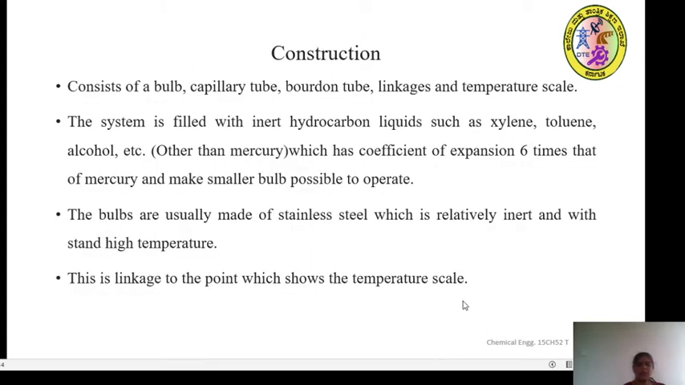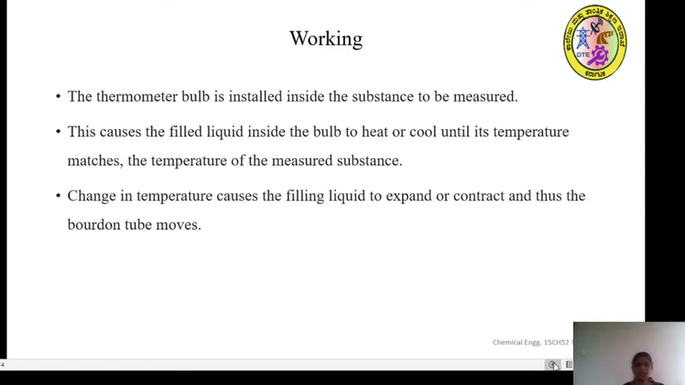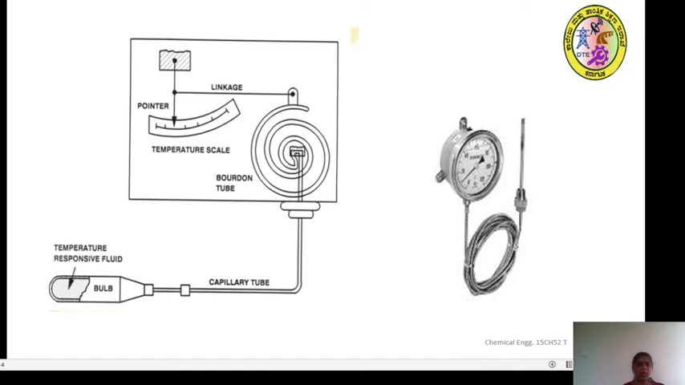Bulbs are usually made of stainless steel, which is relatively inert and can withstand high temperature. So the overall linkage, in the sense the bulb along with the capillary tube and the Bourdon tube, is connected to the pointer. The pointer in turn moves on the temperature scale.